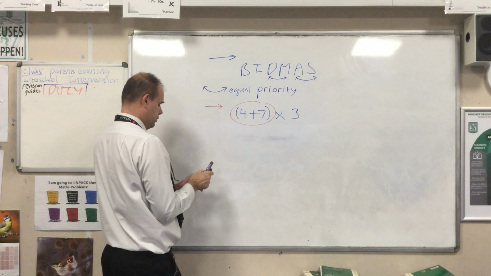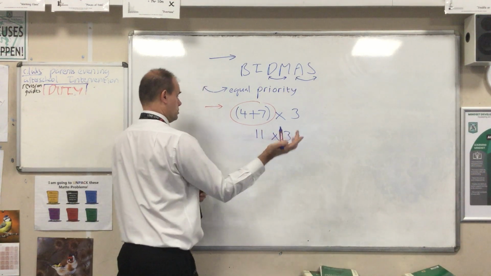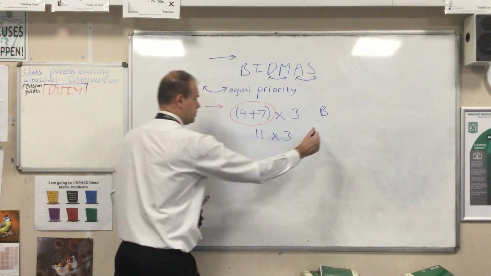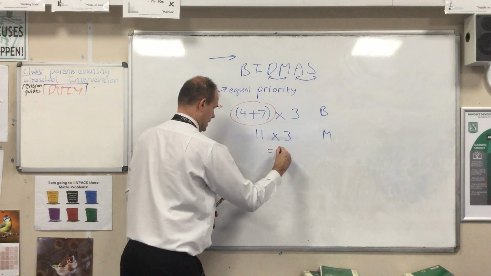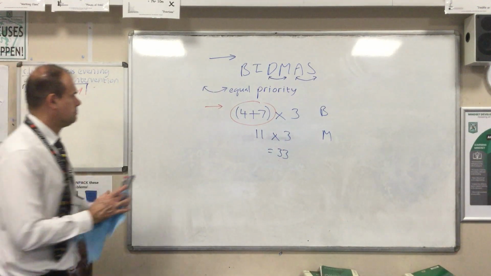What comes out of the bracket? 4 plus 7 is 11. 11 times 3, there's only one other thing to do, multiply, so I don't need to write anything more. So I've done B for bracket first, then it's obviously M for multiply. Answer 33. Okay. Another one.